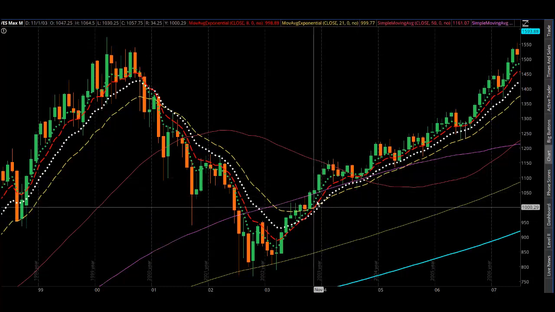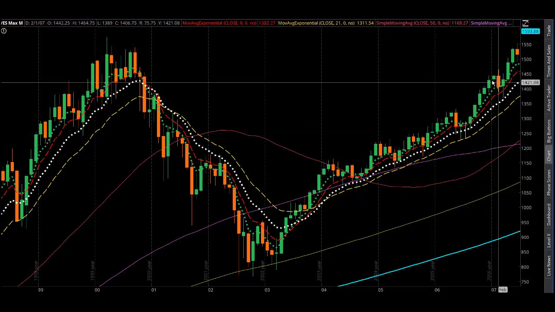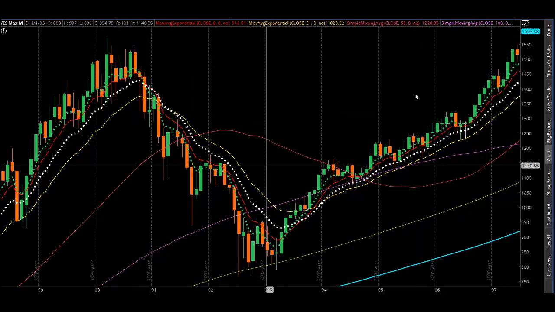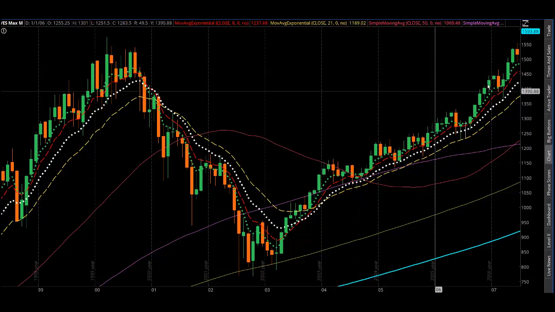We had the 8 crossing the 21, and that just accelerated. So really perfect system for macro trend reversals up or down. So here's one more example back, remember 2007, 2008. Let's take a look at that.